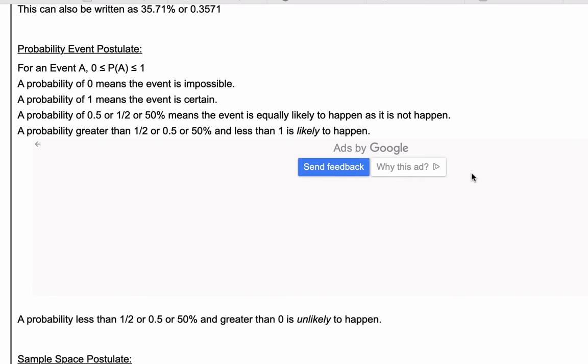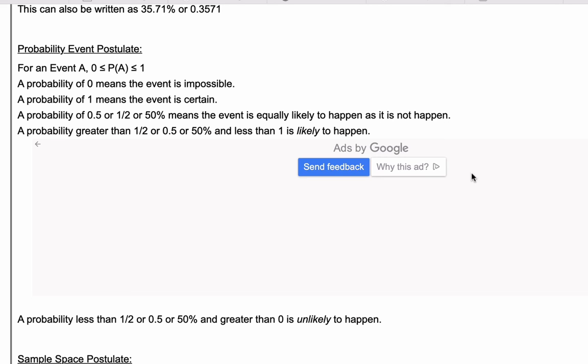Now let's move on to probability postulates. The first one is for events. For any event A, the probability of A is always going to be greater than or equal to 0 and less than or equal to 1.